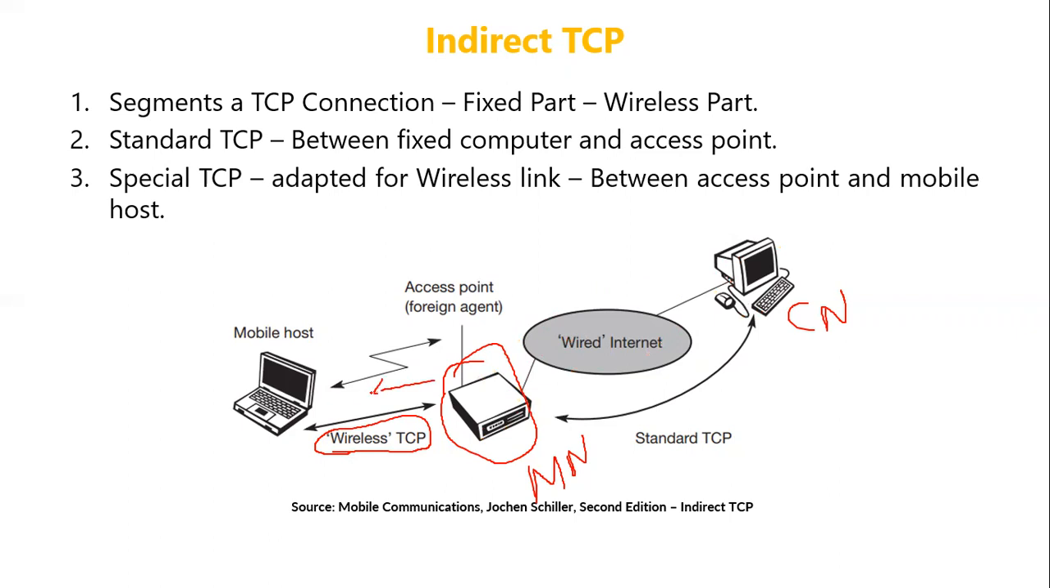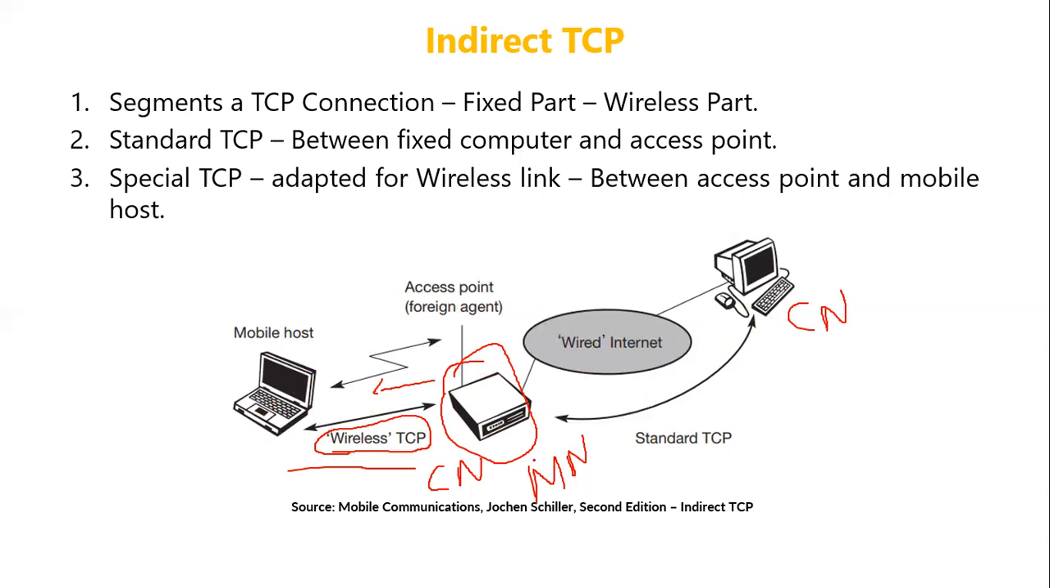Similarly, the mobile host will consider this as the correspondent node. For the mobile host, this access point is the correspondent node. The mobile node does not know that this access point is connected to the actual correspondent node through a wired network. The mobile node sees this access point as the correspondent node, and the correspondent node sees this access point as the mobile node, and that is how the communication happens.